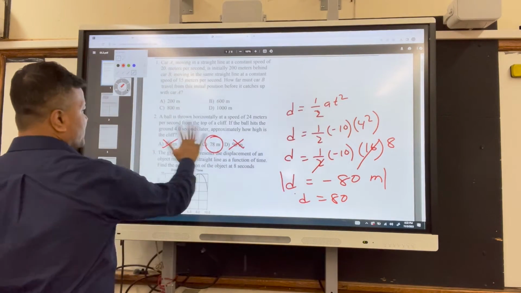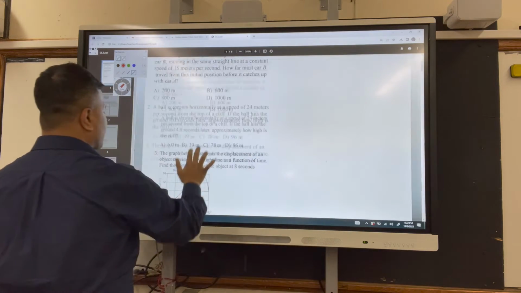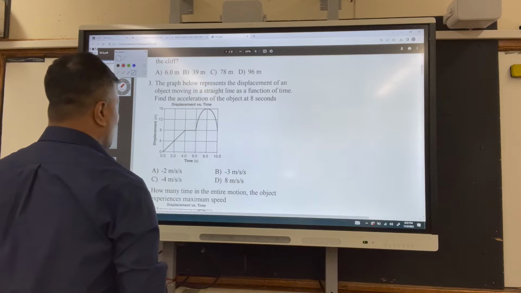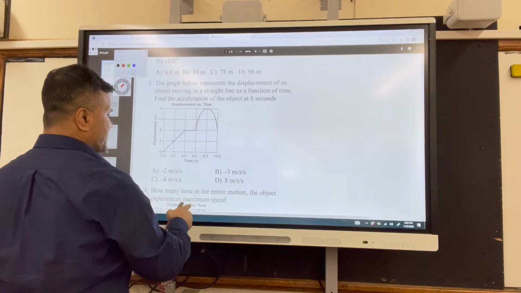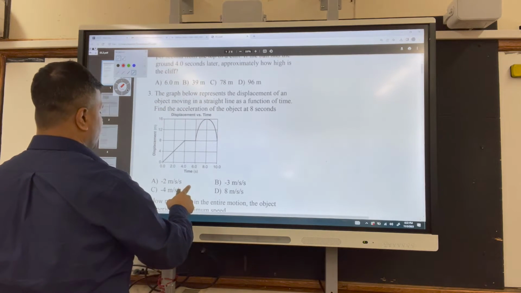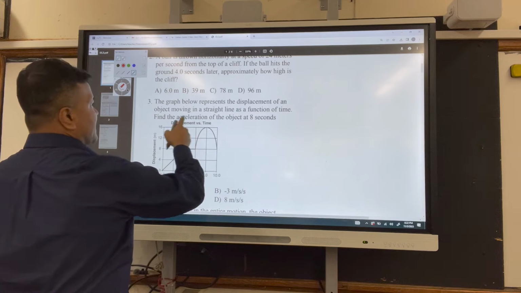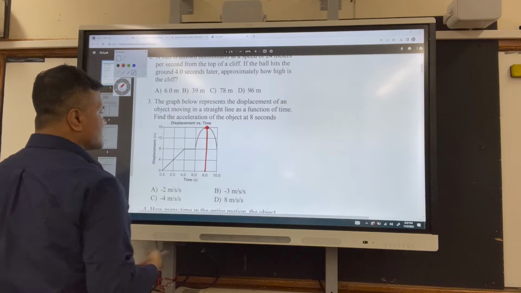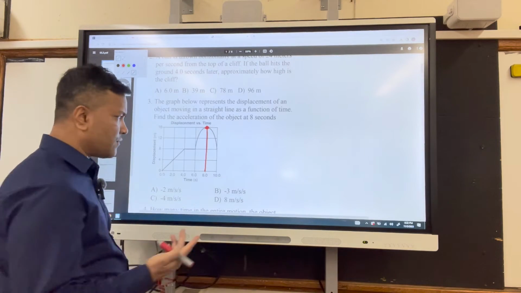That takes us to problem number 3. Problem number 3, I ask you, what would be the acceleration at 8 seconds? What did I ask you for this one? This one I ask you, find the acceleration of the object at 8 seconds. At the 8 second, what is the acceleration? Well, it's pretty simple, negative 4.